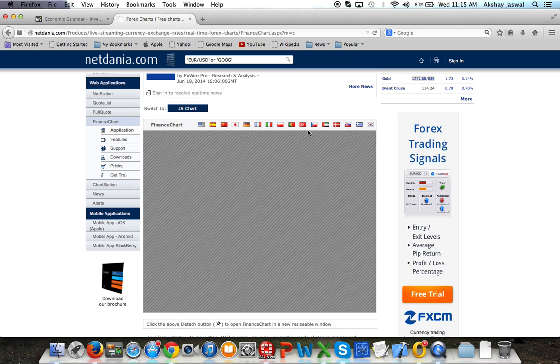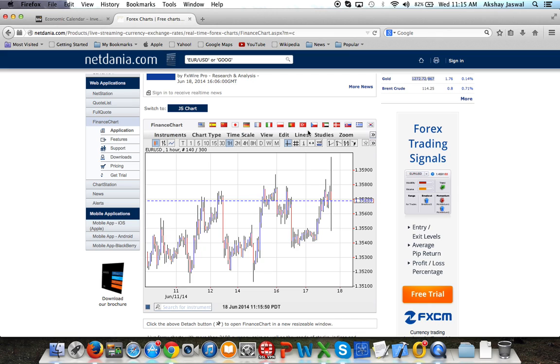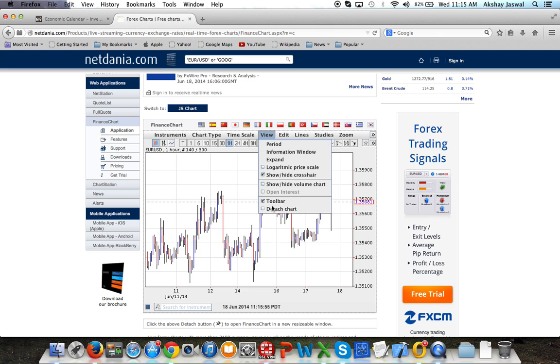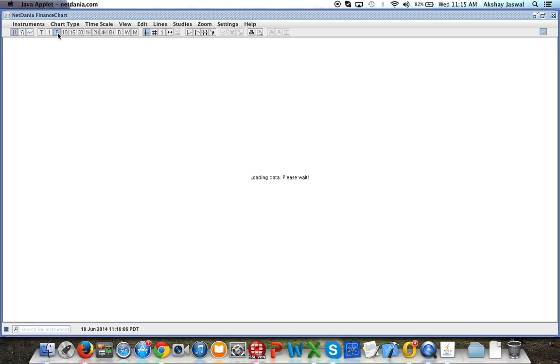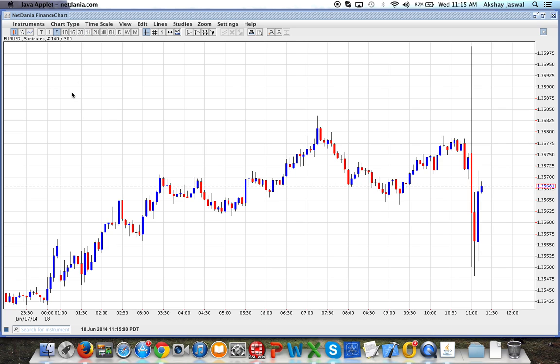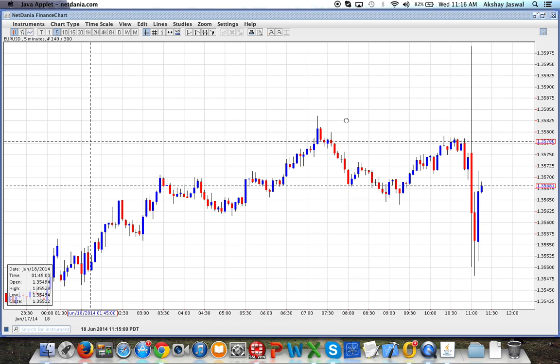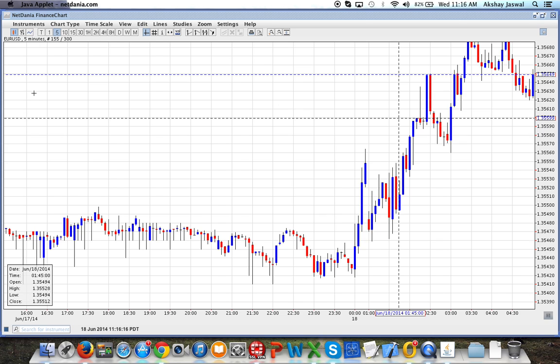Just detach that chart so that you guys have a better look at what the chart is showing. It's basically a candlestick chart. Go to view and detach chart. It will open a new chart, and let's take a 5-minute chart. Since this is June 18th, let's go back to June 17th where that event happened.